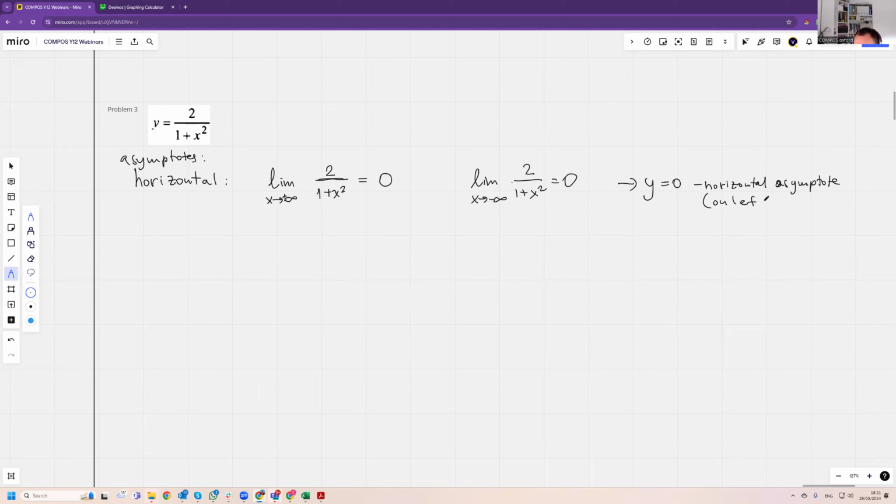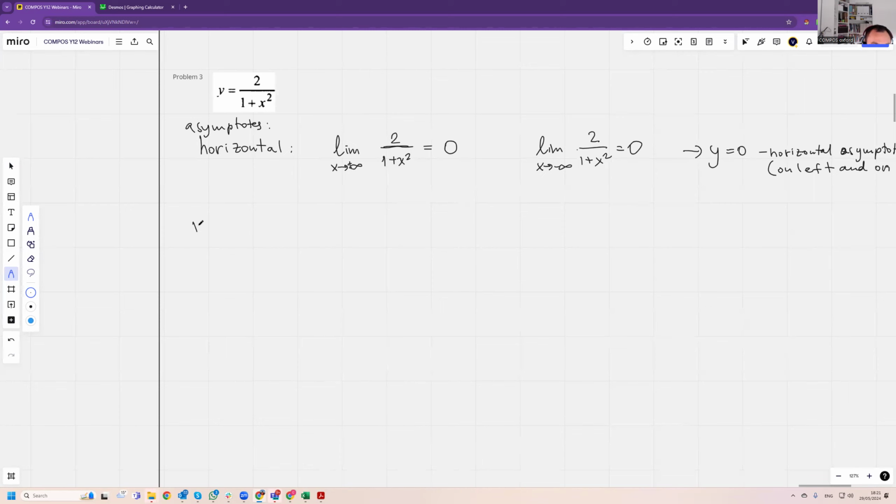On left and on right. Okay. Vertical asymptotes occur when the denominator is 0. But it doesn't. So 1 plus x squared equals 0 has no solutions. That means there's no vertical asymptotes.